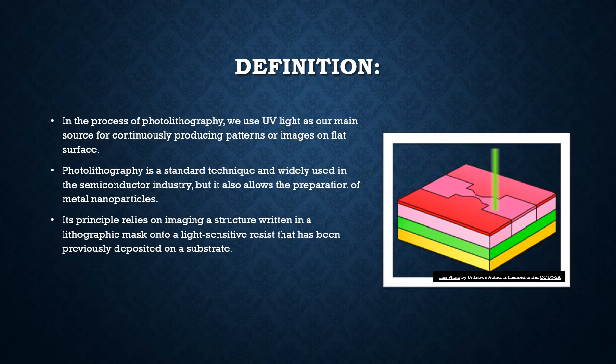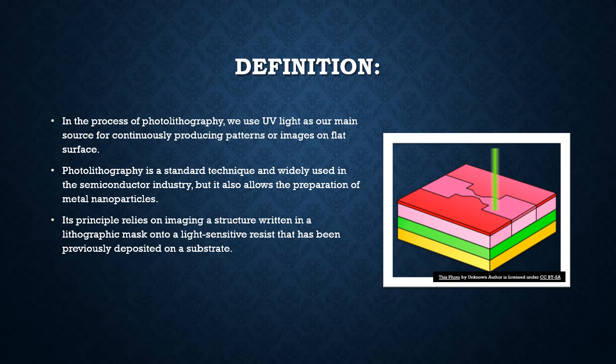So what's the definition of photolithography? In photolithography, we use UV light, ultraviolet light, as our major component for continuously producing patterns or images on that targeted flat surface. And it is a standard technique which is widely used these days in the semiconductor industry as well as in nanotechnology for producing patterns on a nano scale.